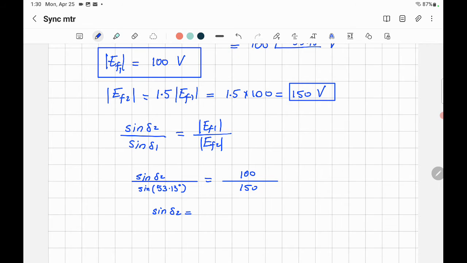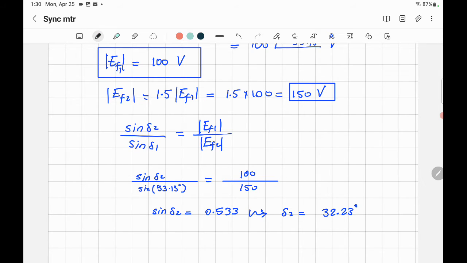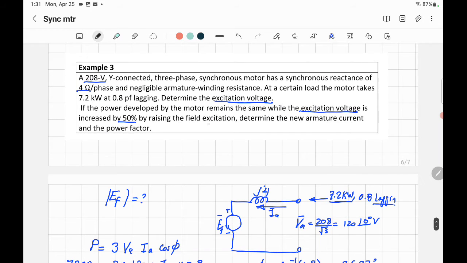All right, when you solve that, the value of sine delta 2 will be equal to 0.533, and you find the inverse, so you'll find delta 2 is equal to 32.23 degree. And as we said last time, it's a motor, so this angle should be negative. Positive will be the wrong answer. So we got the new power angle to keep the power constant. So determine the new armature current and the power factor.